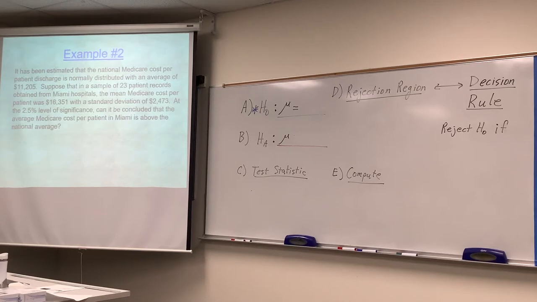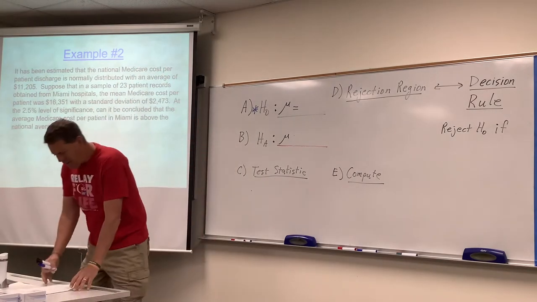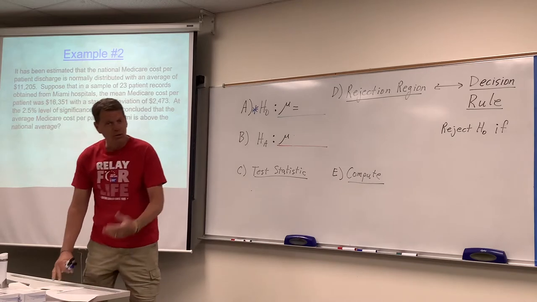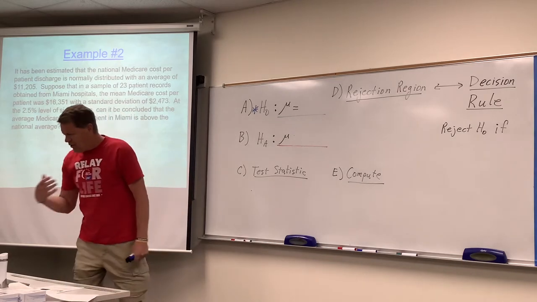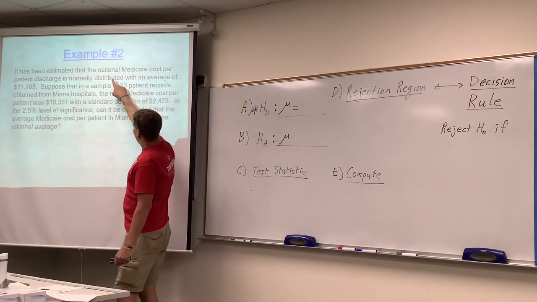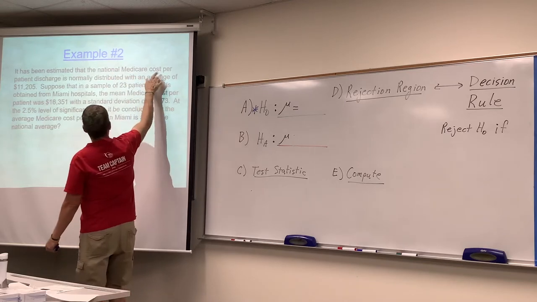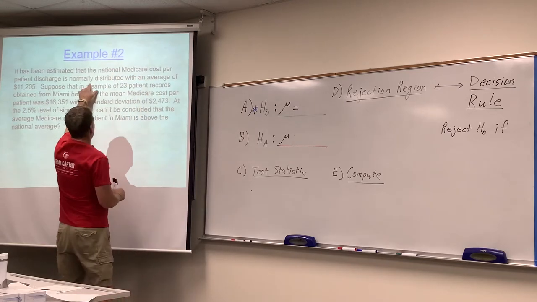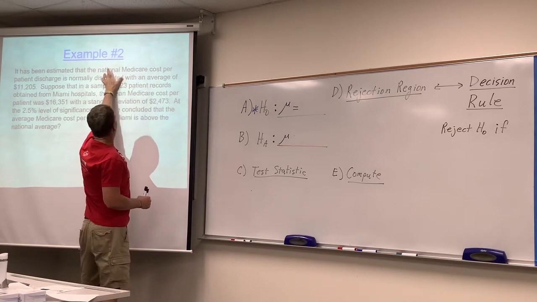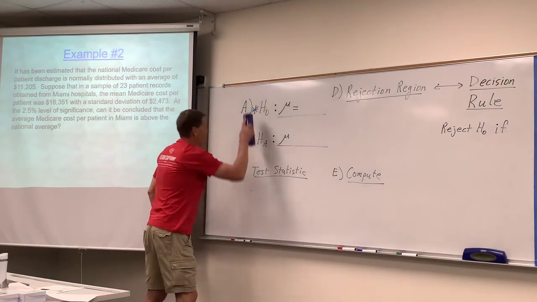All right, it's time to enjoy example number two, where we're performing a hypothesis test involving a mean. Once again, this would correspond to assignment 25-26. So, it has been estimated that the national, that sounds like population language to me, the national Medicare cost is normally distributed with an average. All right, that's mean, right? National average, mean, mu.